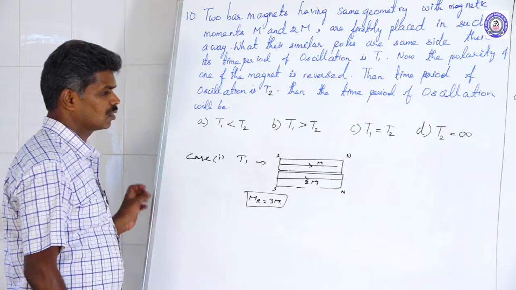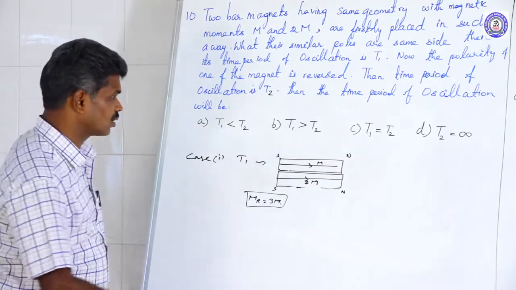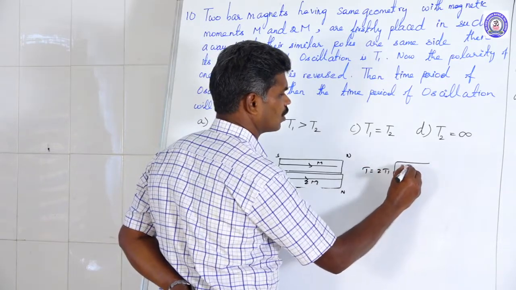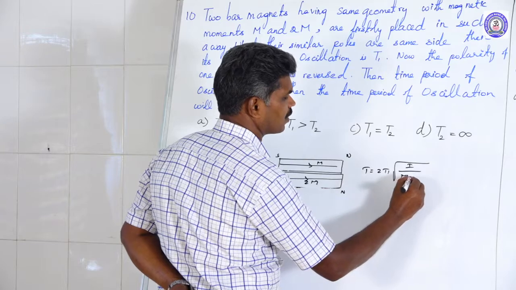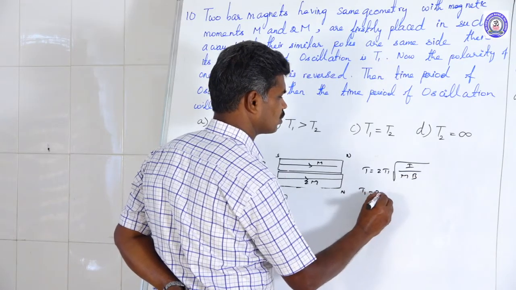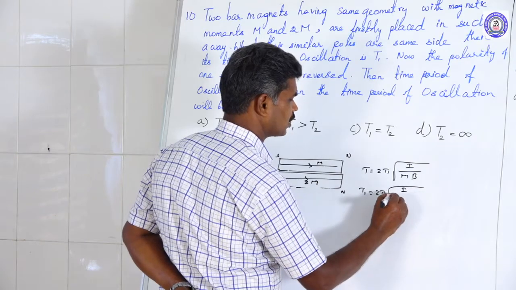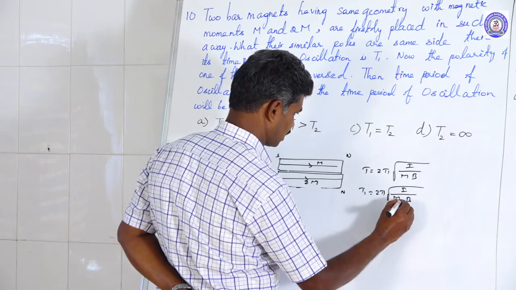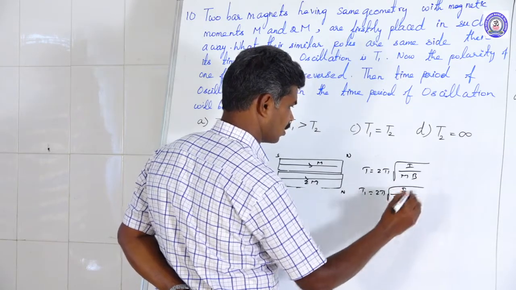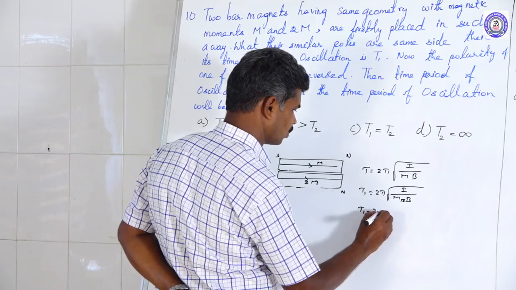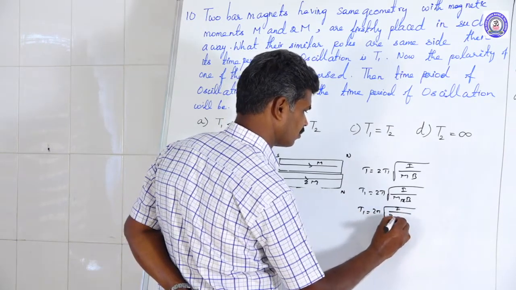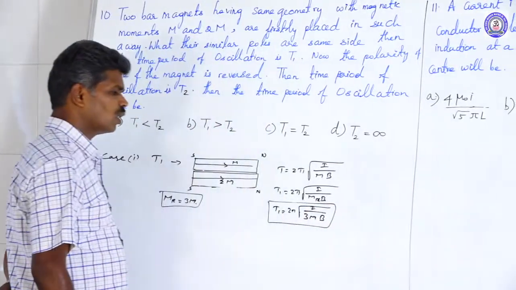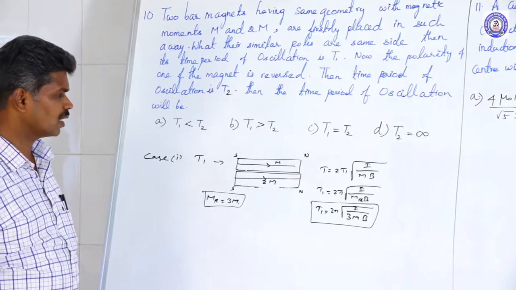The time period of the system in an external magnetic field can be taken as T is equal to 2 pi root of I by MB. For the first one, T1 is equal to 2 pi into root of I by M1 into B, where M1 is the resultant Mr. That's why T1 is equal to 2 pi root of I by 3M into B. For the first case, the time period T1 is equal to 2 pi root of I by 3MB.